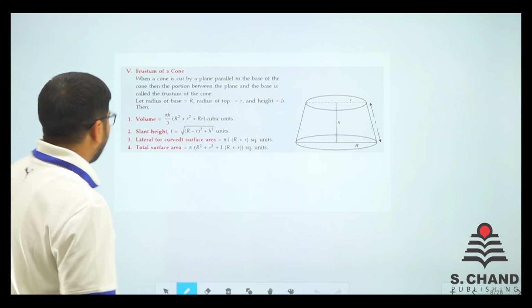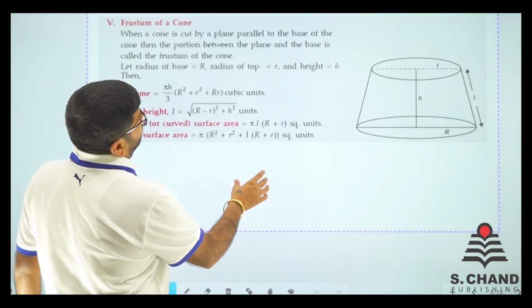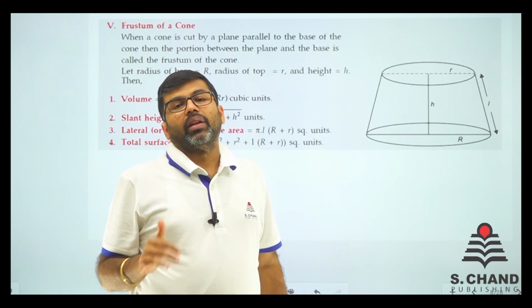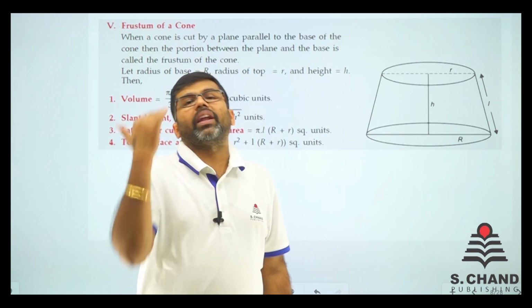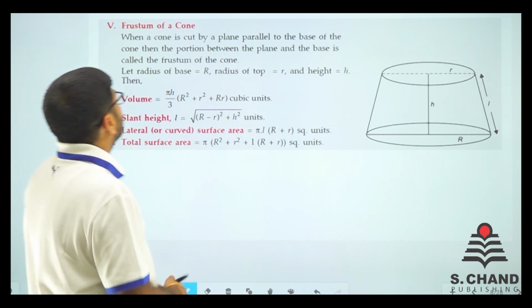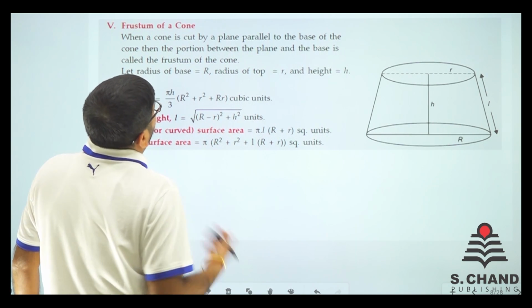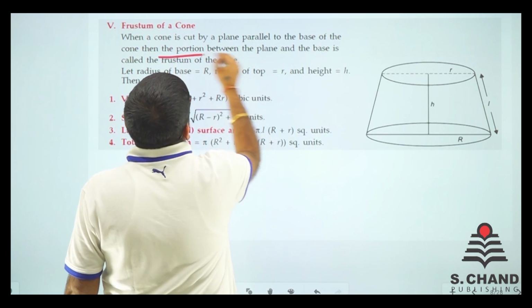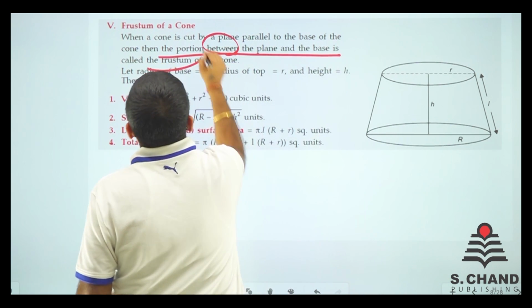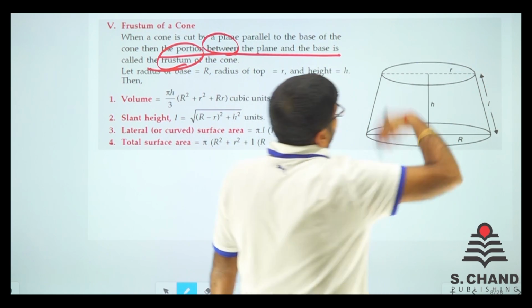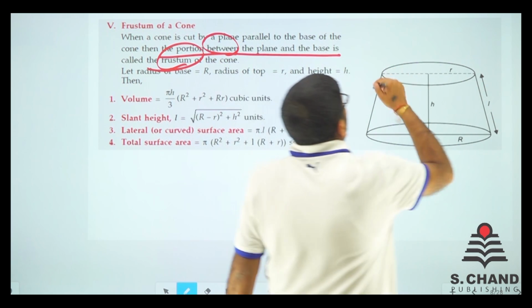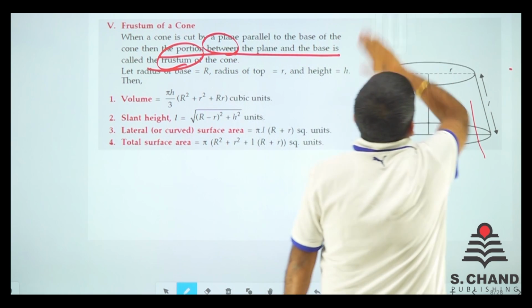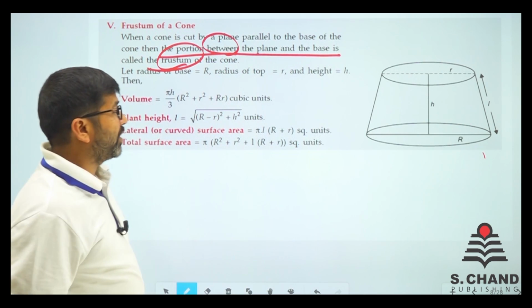Next figure is frustum of a cone. What is that frustum of the cone? When you cut a cone from anywhere in between, not exactly in the middle, but anywhere, then it becomes a frustum. So when a cone is cut by a plane parallel to the base of the cone, the portion between the plane and the base is known as frustum. Simple सी बात है, आपने cone को parallel to the base cut कर दिया, जो remaining part रह गया, that is known as frustum.